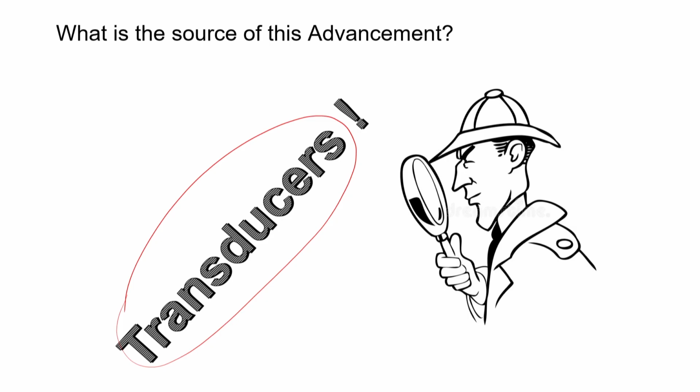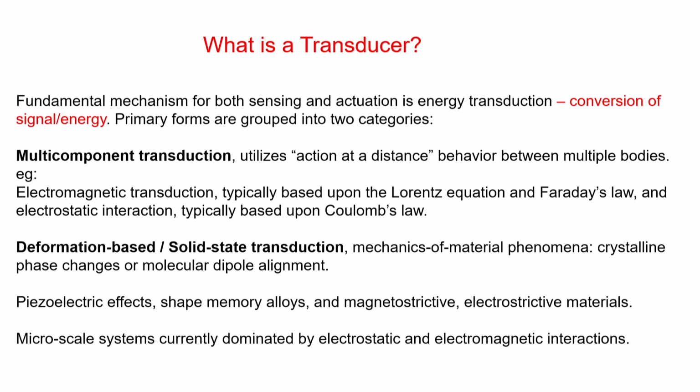Without transducers, we cannot do it. So, what is then a transducer? The fundamental mechanism of both sensing and actuation is actually the transformation of energy from one form to the other. Okay? We know that energy cannot be destroyed, but energy can be changed, and that is something that is taken advantage of in a transduction system.